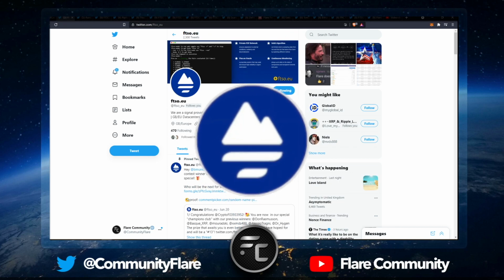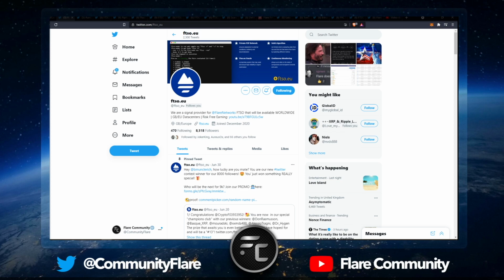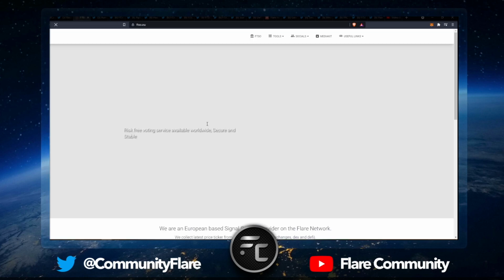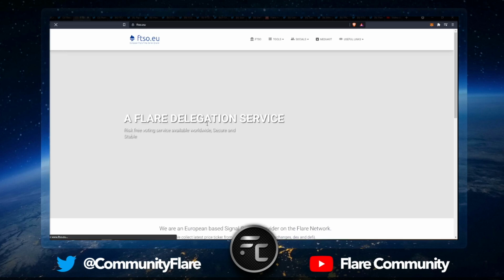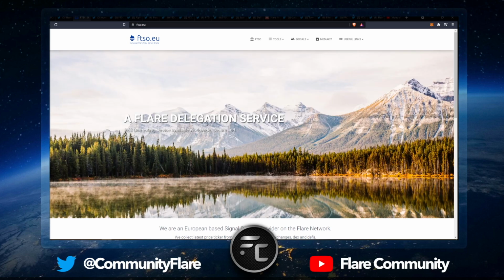As far as I'm aware, FTSO.eu were the very first data providers to come out publicly in support of the Flare network. They really have taken their support a step further, and on their website, they've actually managed to host a number of different tools for those who are competing in the Flare Finance beta. Let's have a look and see what they have.